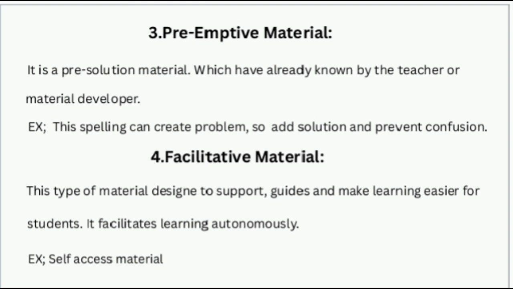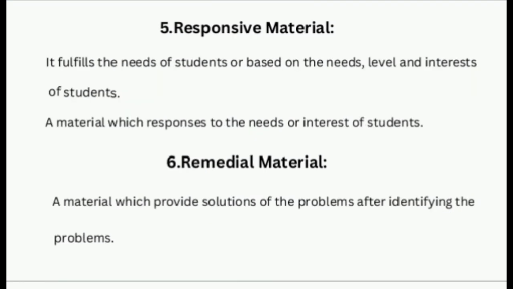For example, we have self-access material. Let me make clear what self-access material is. Basically, self-access material is a material which can be used without the help of the teacher. That is like independent material. We can use it by our own self. Okay, so then we have the fifth type. Fifth type is responsive material.